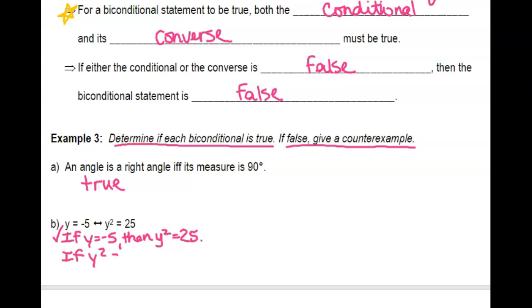Let's check the converse. If y squared equals 25, then y equals -5. Is that true? Not necessarily. That is not necessarily true. The converse is false, so the biconditional is false. What's the counterexample? If y squared equals 25, then what's another value that y could have? y equals +5 is the counterexample.